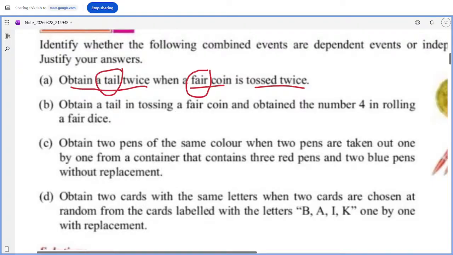Next one, part B. They say obtain a tail in tossing a fair coin and obtain the number 4 in rolling a fair dice. There are 2 things here. So may I know, dependent or independent?